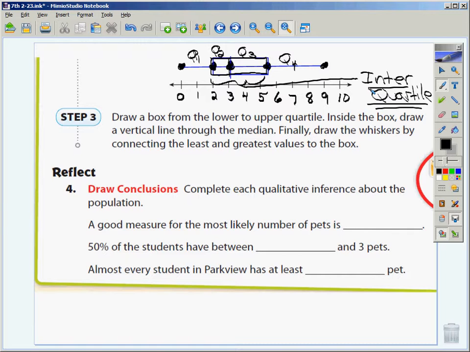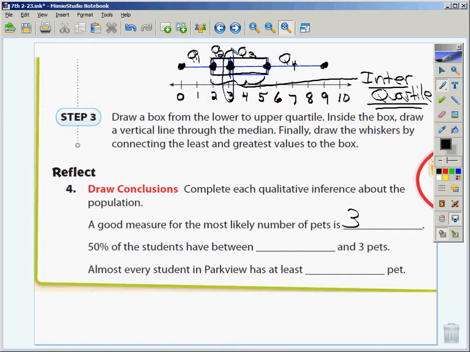Now, a good measure for the most likely number of pets. What do you think the most likely number of pets would be if this is what I had to look at? Where's the center? 3. Dead center of my group is 3. The most likely number of pets, then, is 3.